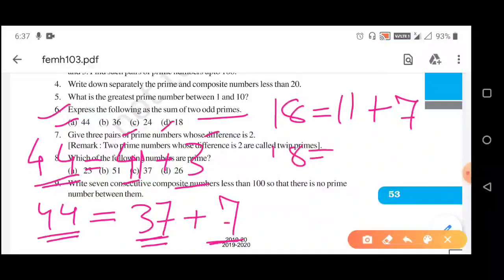18 can also be written as 13 plus 5. Here 13 is an odd prime, 5 is an odd prime. So here I am giving two options for both the questions, but you have to write only one option for each question. So you have to do question number B and C in this way only.